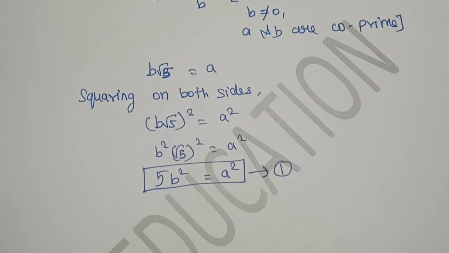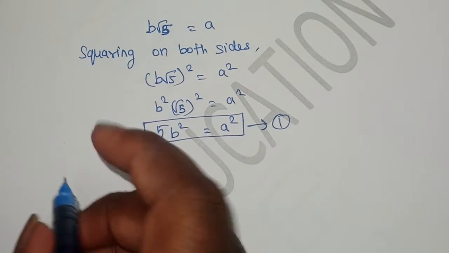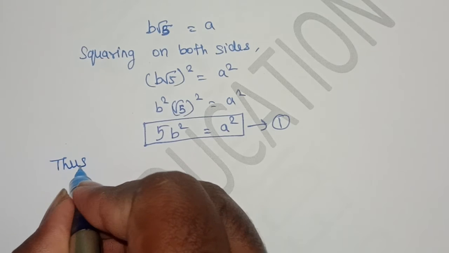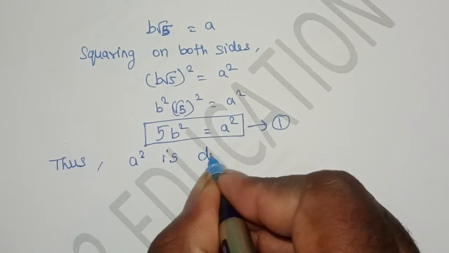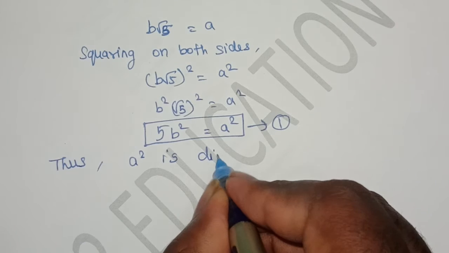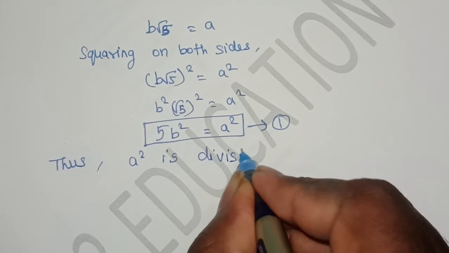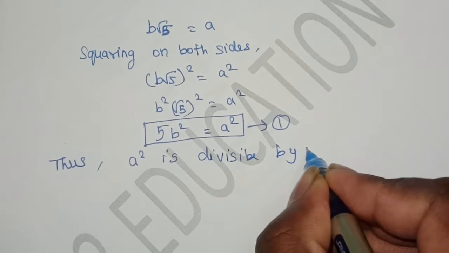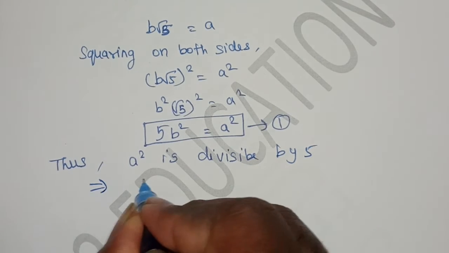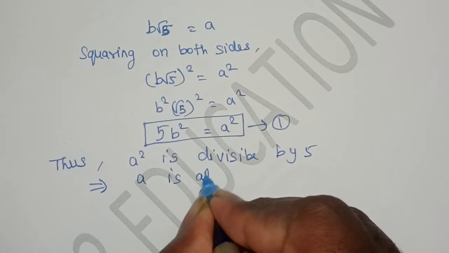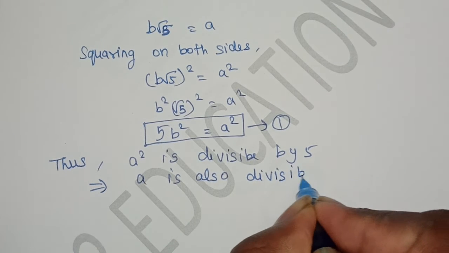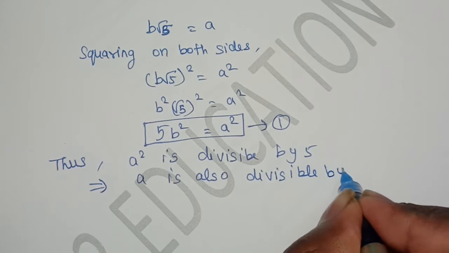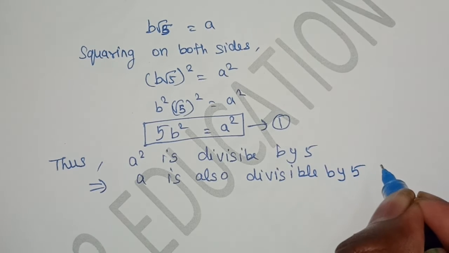Now what we infer from this: a square is divisible by 5, because 5 comes on this side. Therefore a square is divisible by 5. This implies a is also divisible by 5. When a square is divisible by 5, a is also divisible by 5.